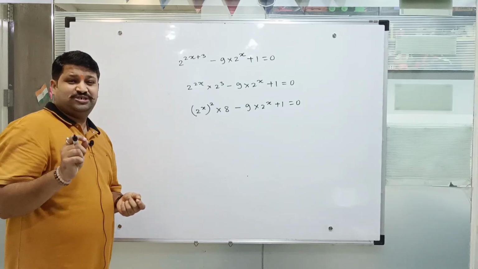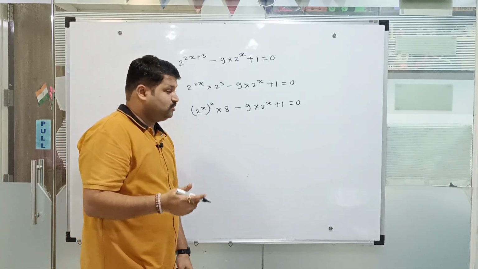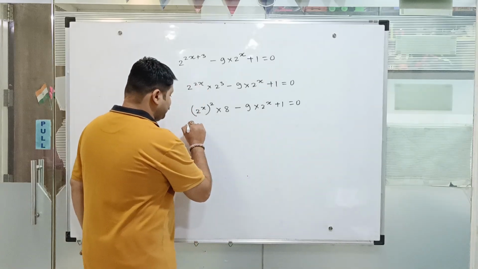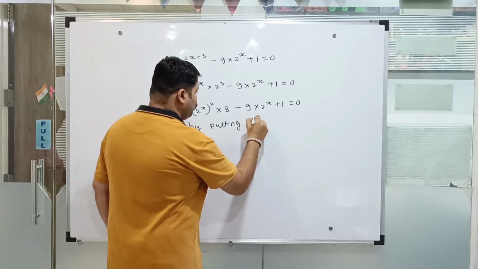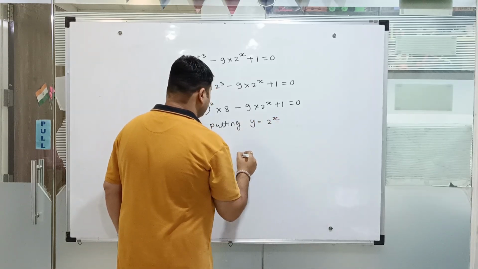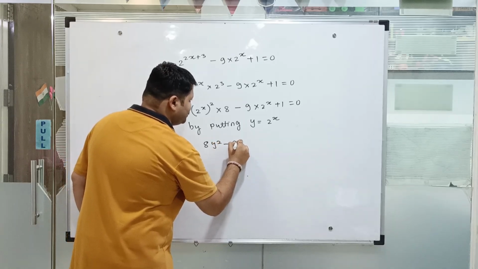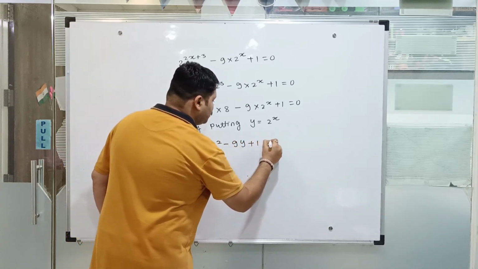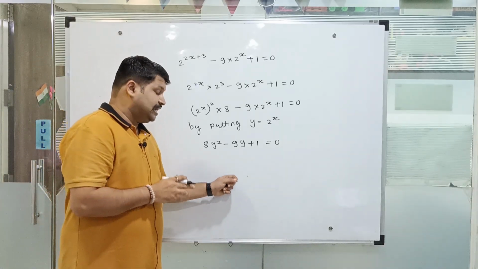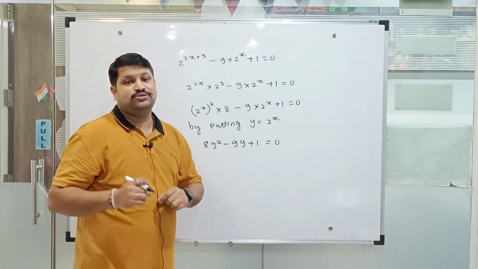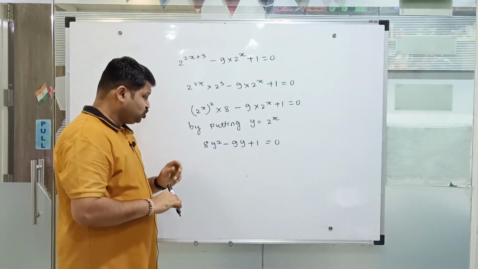Now I'm going to do a very smart trick here. I'm going to replace this 2 to the power of x by a variable. So I'll say that by putting y is equal to 2 to the power of x, I'll get 8y square minus 9y plus 1 is equal to 0. Now this is a simple quadratic equation which I can solve, get the values of y, substitute them and then get the value of my x. So let's go ahead and solve this.